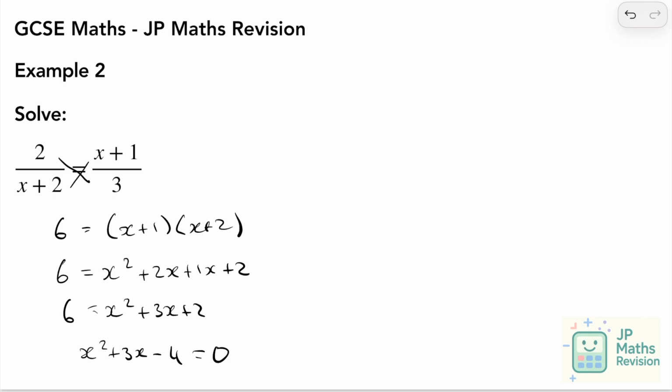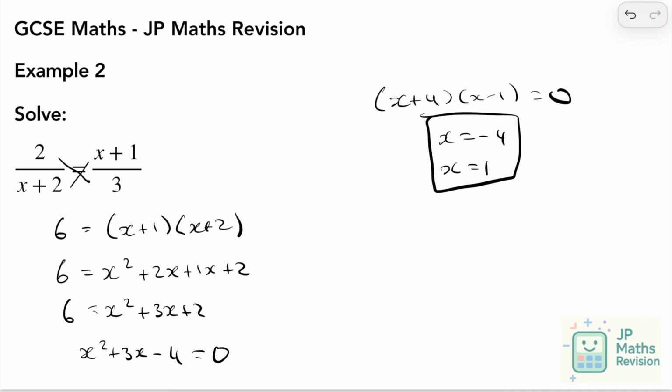So factorising this, I think of two numbers that multiply to minus 4 and add to 3. So I get x plus 4, x minus 1 equals 0. And then again, applying the zero product property, I end up with x equals minus 4 and x equals 1. So these are the answers to this question.